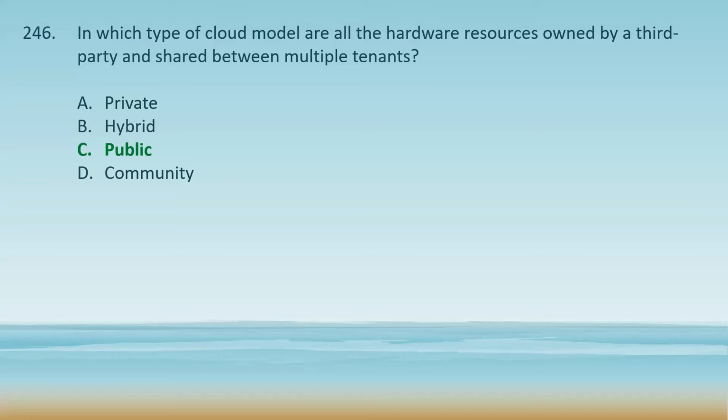Now let's understand the other types of cloud offerings being talked about in this question. In a private cloud model, the infrastructure is provisioned and dedicated to a single organization or tenant. A hybrid cloud model integrates both public and private cloud environments, allowing data and applications to be shared between them. And a community cloud model is shared among several organizations with common concerns such as compliance, security, or industry-specific requirements.